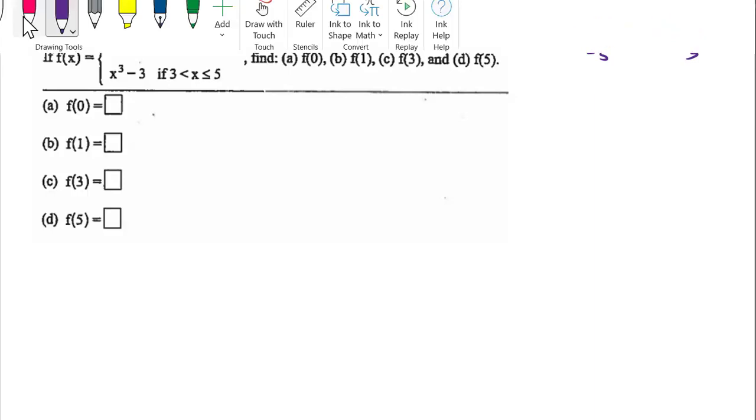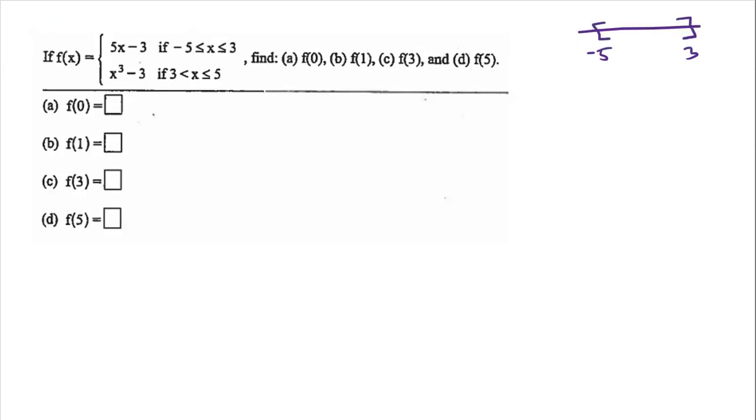Then for the second one, it says you can be between 3 and 5. I put a parenthesis on 3 because remember, if it doesn't have an equal sign, it means it's not included, and the equal sign means the endpoint is included. Since there's no equal sign here, it's not included. But for +5, it is included, so I put a bracket there. So this is going to be between 3 and 5.